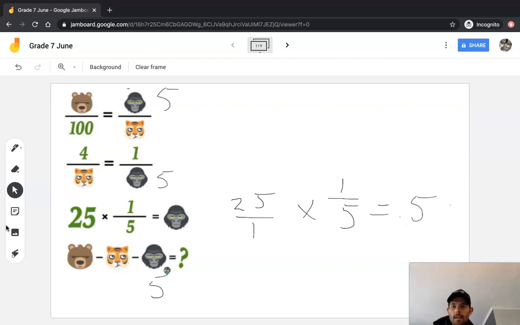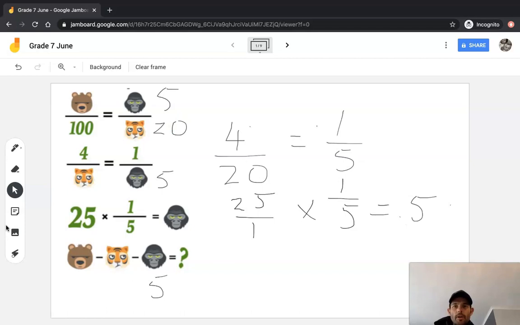Right, let's have a look at the second line. So here we have 4 over a tiger is equal to 1/5. So we're looking for the equivalent fraction of 1/5 where the numerator is 4. So how did I get from 1 to 4? I would have multiplied by 4. So whatever I do to the numerator, I must do to the denominator. So 5 times 4 is 20. So the tiger is equal to 20.